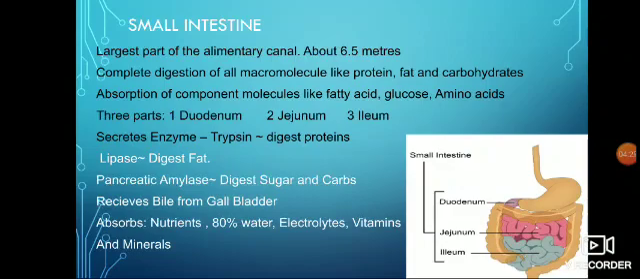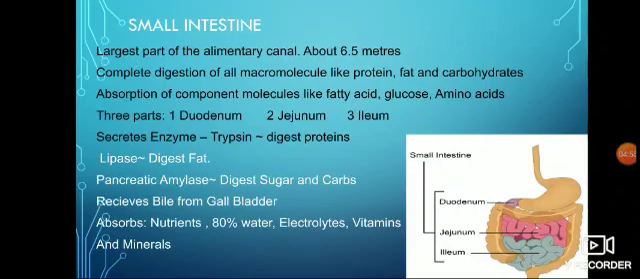The small intestine secretes an enzyme called trypsin. Trypsin helps in digestion of protein and breaks it down into amino acids. Then lipase is secreted, which digests fat. It converts fat into fatty acids. And pancreatic amylase digests sugars and carbohydrates and converts them into glucose, which can be absorbed by the body.